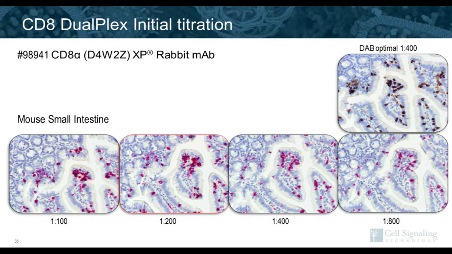And here is the CD8 titration in the red chromogen. Again, we had a DAB optimized protocol, which was good at 1 to 400. This time it's in small intestine, and you can see that at 1 to 200, the signal intensity and specificity with the alkaline phosphatase red chromogen matches nicely with what we see in the DAB optimal protocol.